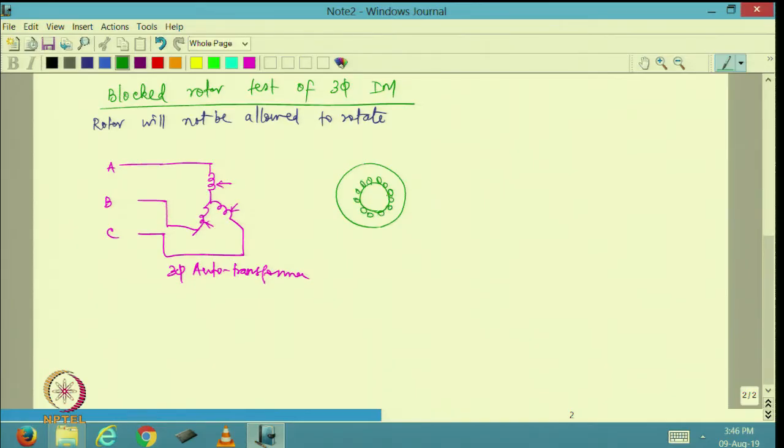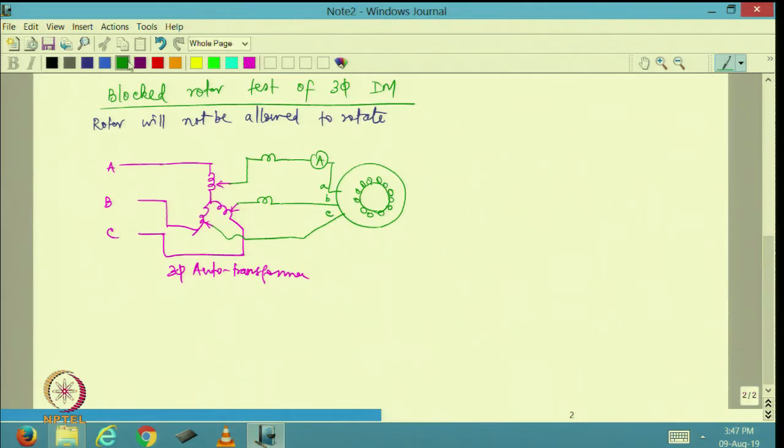Now, I am going to connect this through, let us say, a wattmeter to one of the phases of the induction motor along with an ammeter. And the second phase, again through a wattmeter, I am going to connect to the second phase of the induction motor. The third phase, I am going to connect directly. So, these are the A, B and C phases of the induction motor.